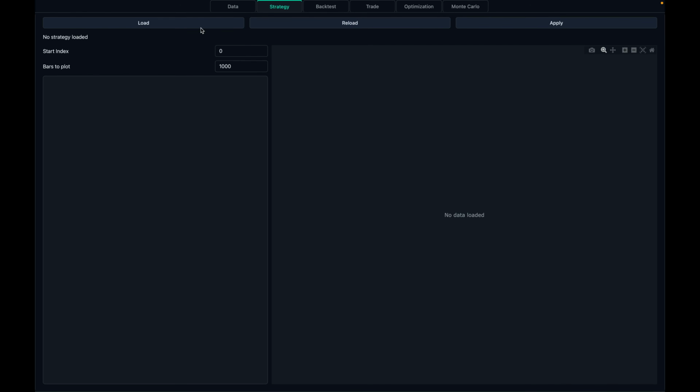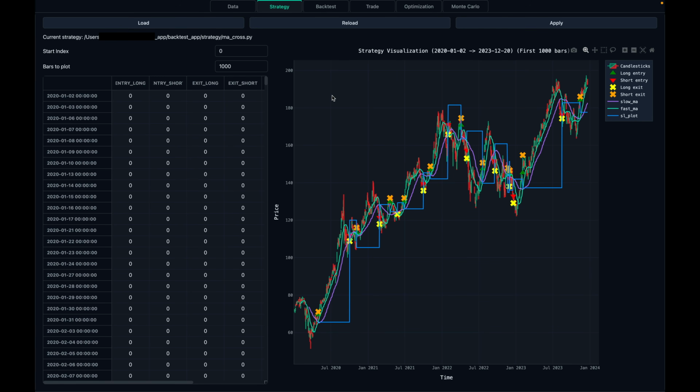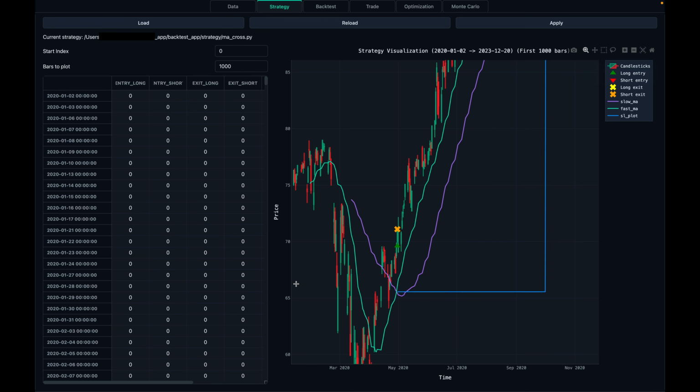So I'm gonna load my strategy. And first of all, I want to validate my signals. So I'm gonna look into where my strategy tells us to enter. Here we can see that the fast moving average is crossing above the slow. And indeed, we have a long entry signal and also a short exit signal, because we have set both during the same event, which is the cross up.